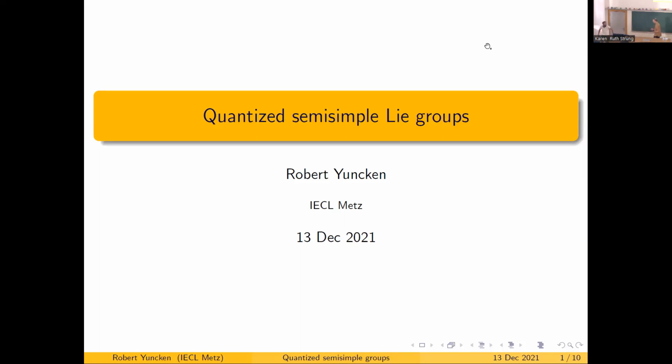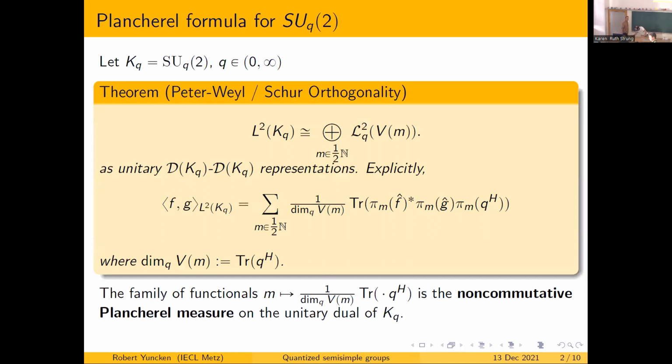So Wednesday, we talked about quantizing compact semi-simple Lie groups. And we ended up with this formula here, which, though it's just one result, it encapsulates a great deal of the representation theory of these compact semi-simple quantum groups. So I wrote down this formula. I forgot to write down the actual formula for the isomorphism. So how you take a function, an L2 function on KQ, and turn it into a field of Hilbert-Schmidt operators.